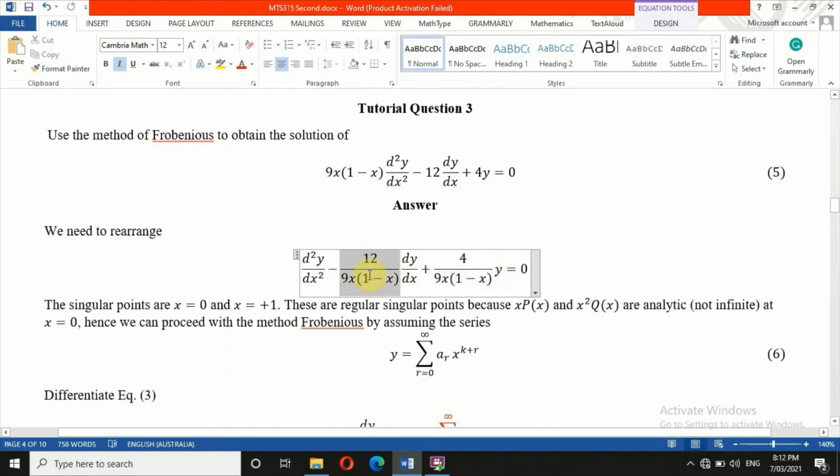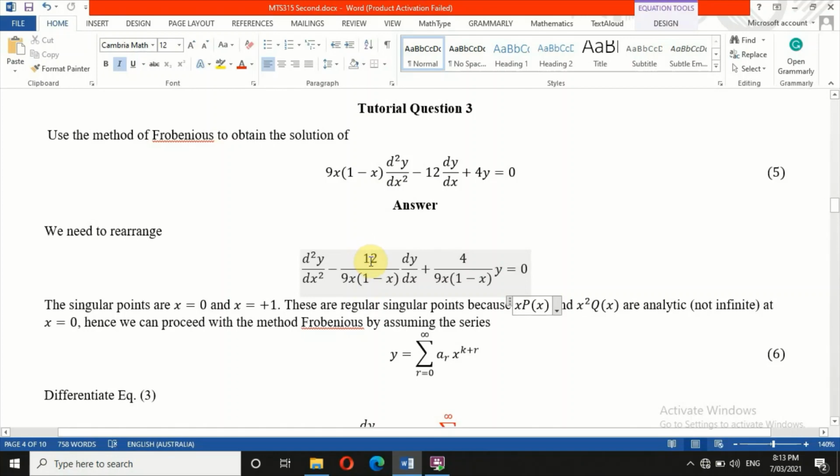In this case now, this is my p of x, and q of x over p of x, and the other one. Looking at this, when x is 0, everything here will be infinite. So that's a singular point. And when x is 1, that is another singular point. So for this particular problem, we have two singular points. Now the next question is: what type of singular point? Is it regular or irregular? So let's take a look at this: x p of x and x squared q of x. What I'm trying to say now is this. Look at this very well.